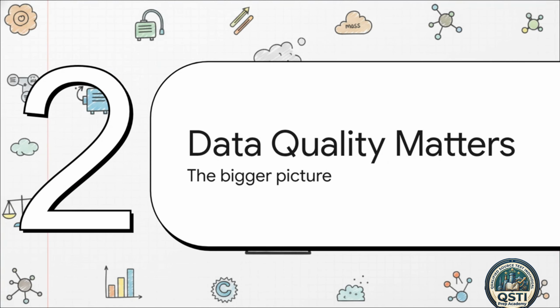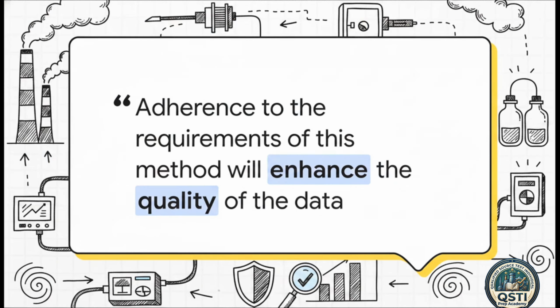And finally, Section 6, Why Data Quality Matters, the bigger picture. We've spent a lot of time talking about silicone gaskets, cross-sectional blockages, and vacuum pressures, but what's the actual bigger picture here? Well, the EPA document states it perfectly. Adherence to the requirements of this method will enhance the quality of the data obtained from air pollutant sampling methods. Strict adherence to every single one of these meticulous details is the absolute foundation of reliable environmental protection. We can only manage what we can accurately measure.